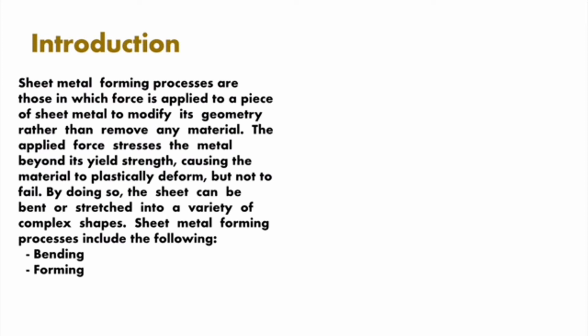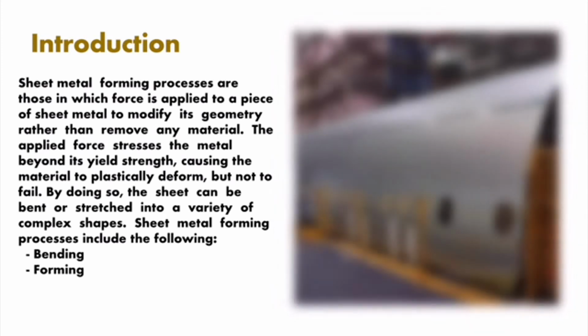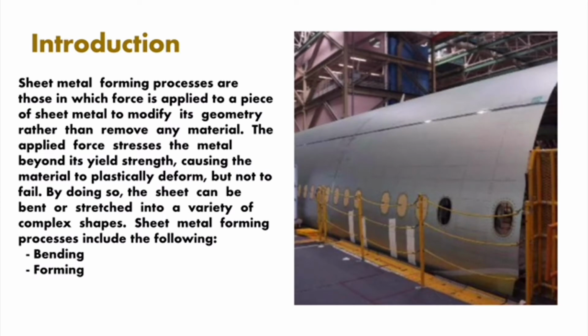Sheet metal forming processes are those in which force is applied to a piece of sheet metal to modify its geometry rather than remove any material. The applied force stresses the metal beyond its yield strength, causing the material to plastically deform, but not to fail. By doing so, the sheet can be bent or stretched into a variety of complex shapes. Sheet metal forming processes include the following: bending, forming.